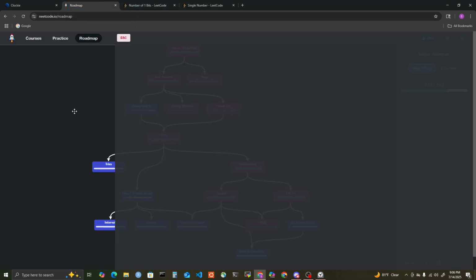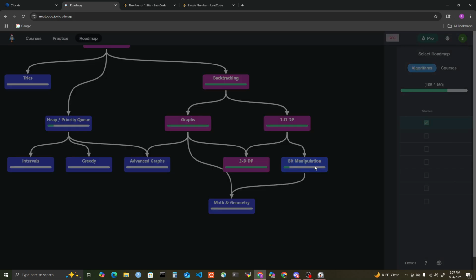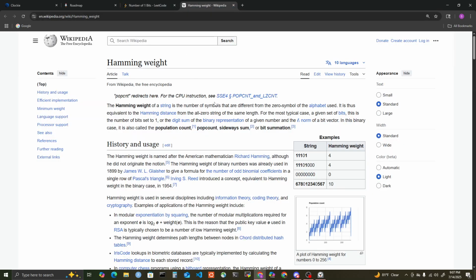What I'm not looking forward to actually is this. Math plus bit manipulation? You're joking me, brother. Given a positive integer n, write a function that returns the number of set bits in its binary representation, also known as the Hamming weight. Okay, I feel like I have heard of that for sure.